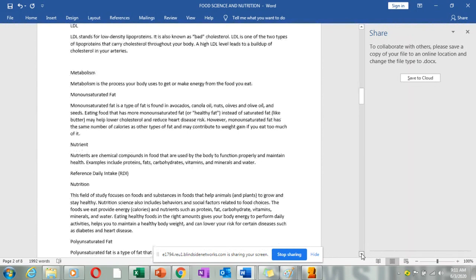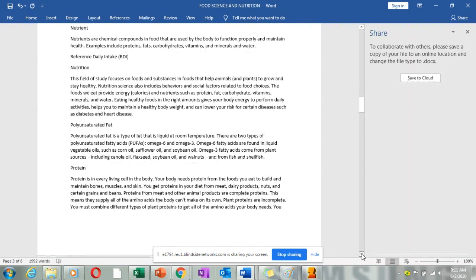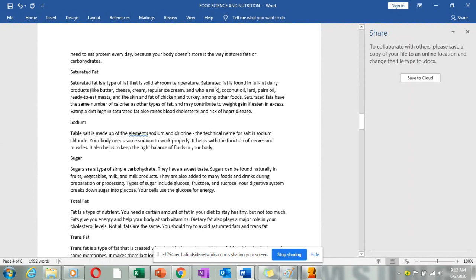You might actually find them once in a while. So saturated fats are those fats that actually cause bad cholesterol, and you find them in milk and in meat. Saturated fat is a type of fat that is solid at room temperature and is found in full fat dairy products, or what we call whole milk and such, like butter, cheese, cream, regular ice cream, and whole milk. Then you have coconut oil, lard, palm oil, ready to eat meats, and the skin and fat of chicken and turkey, among other foods. Because the fat is solid at room temperature, it tends to also clog the blood vessels.